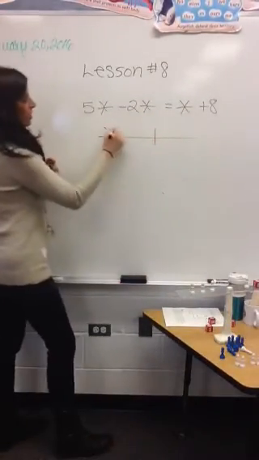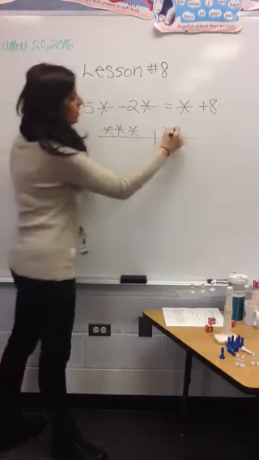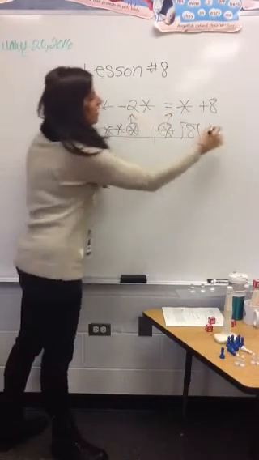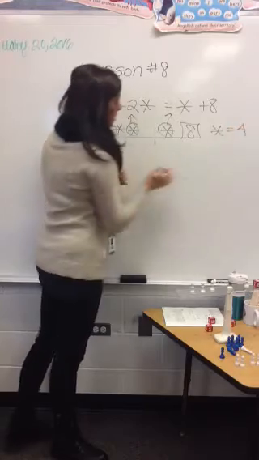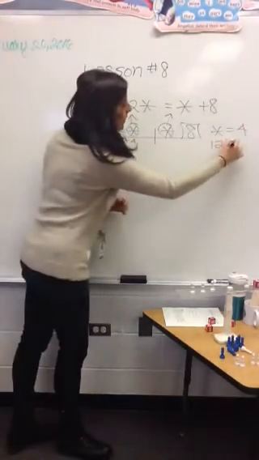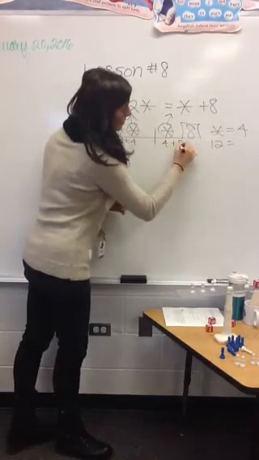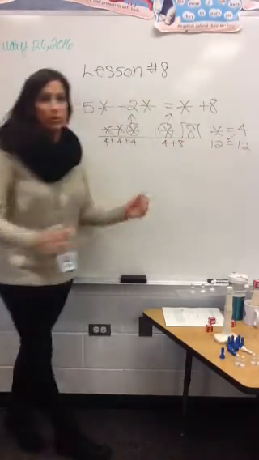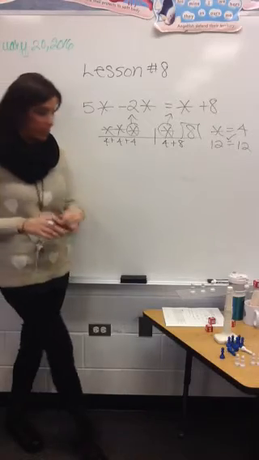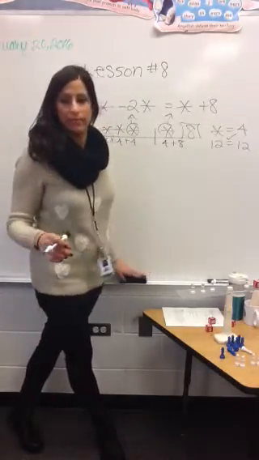So we have 3 star equals star plus 8. We took a star off of each side. Star equals 4. 4 plus 4 plus 4, so we have 12. 4 plus 8 equals 12. 12 equals 12, check. Okay, one last one. Any questions on that one?